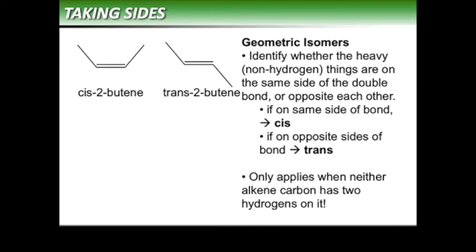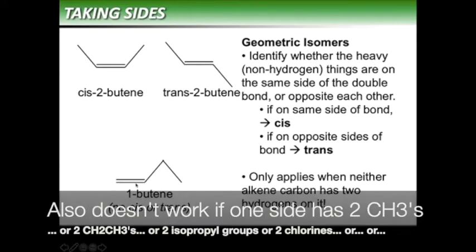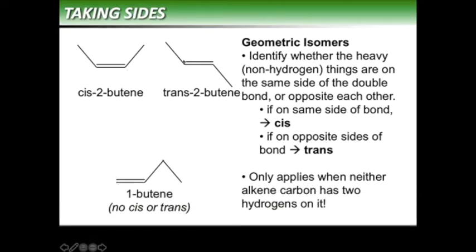Now, bear in mind, this will only apply when neither of the alkene carbons has two identical things attached to it. A very simple situation would be one where two hydrogens are attached on one side. So for example, this molecule, 1-butene, would have two hydrogens attached to the left side carbon. So there's no heavy thing for me to compare to what's going on the right side, so there's no cis-trans isomers. Thought of another way, if I were to swap the positions of the two hydrogens on the left, you'd never know. Whereas if I swap the CH3 with the H on this one, I turn this into that.